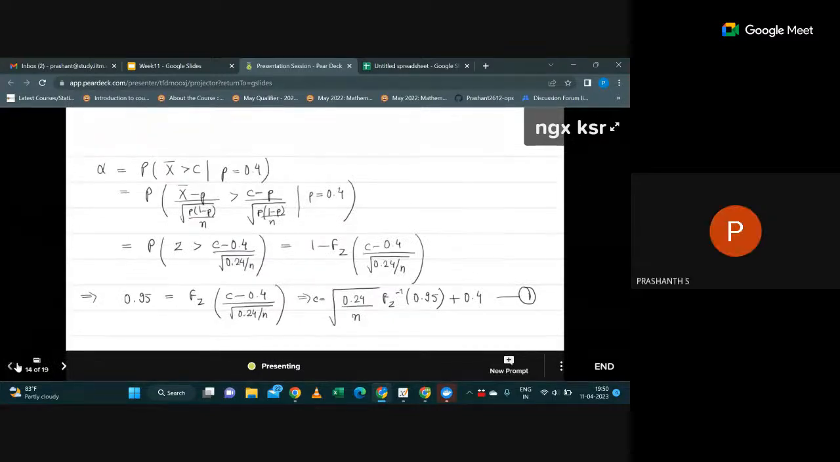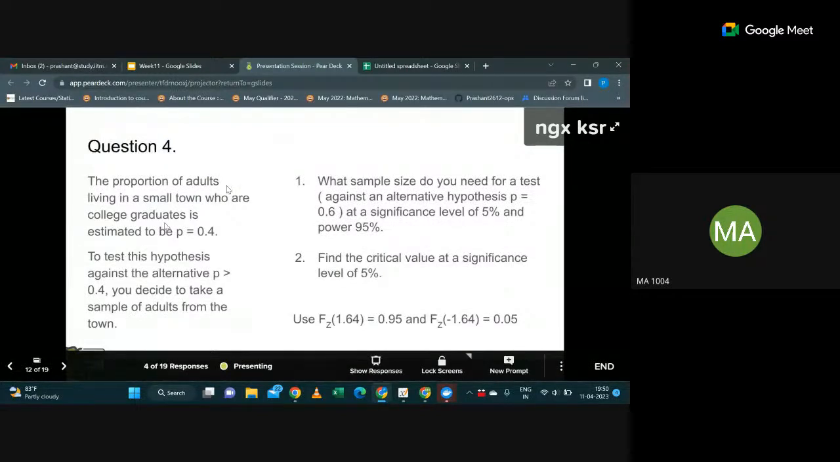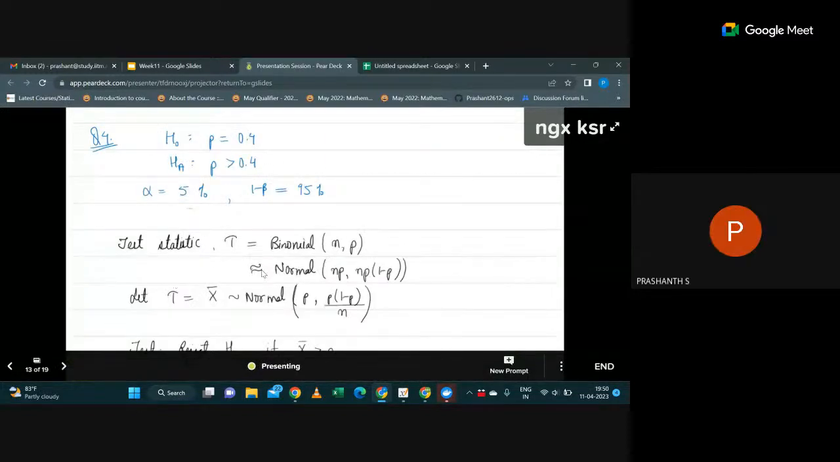So T is binomial n, p means what, sir? It means that T is a number out of n. Yes, it is considering the total number of adults living in the small town. There are n adults, and T is the count for that.